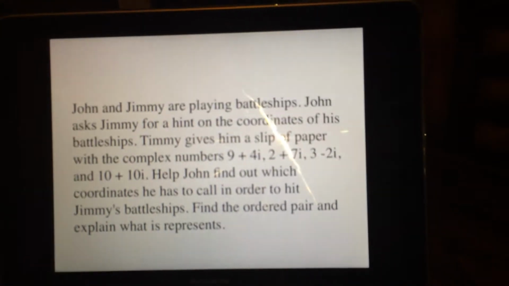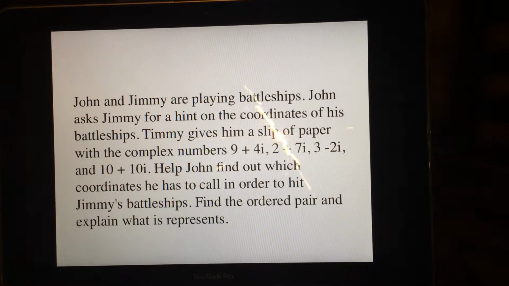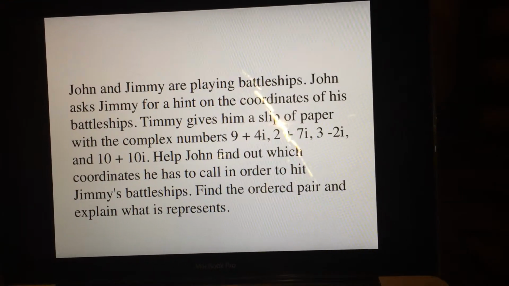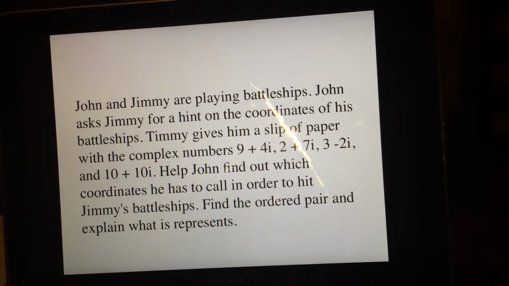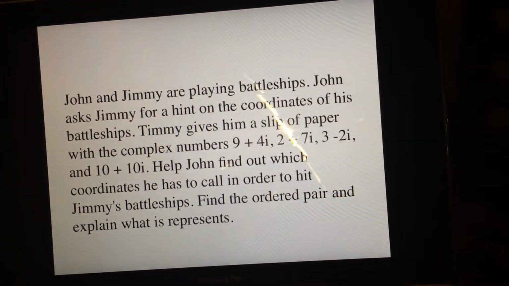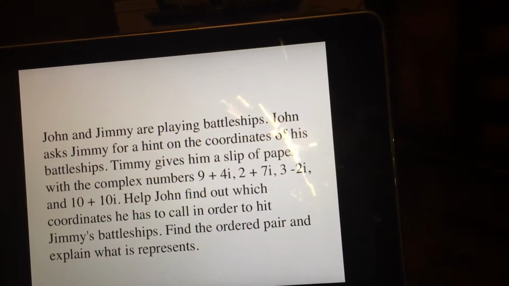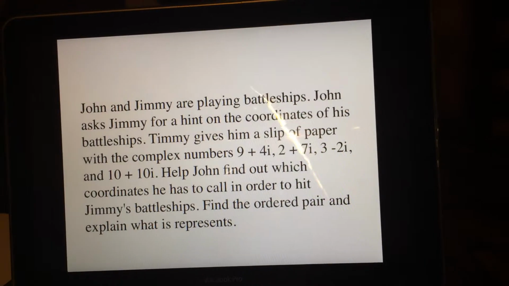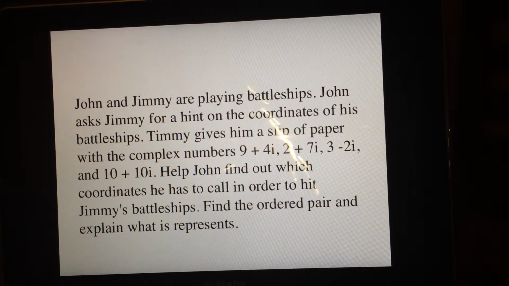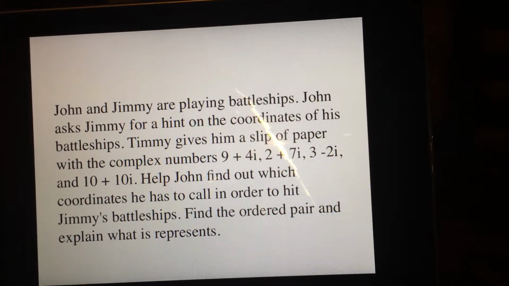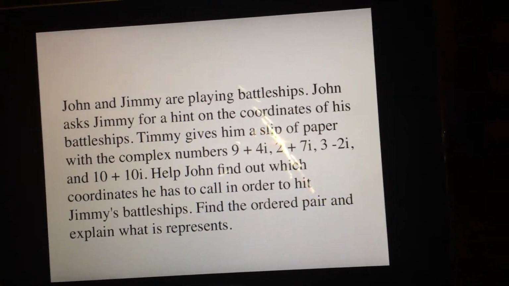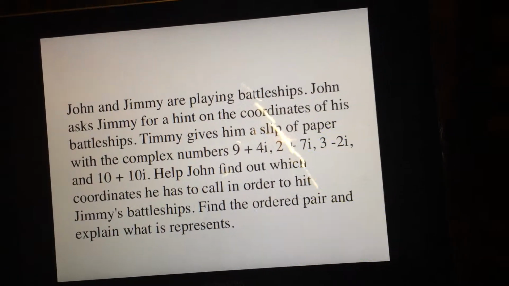John and Jimmy are playing battleships. John asks Jimmy for a hint on the coordinates of his battleships. Jimmy gives him a slip of paper with the complex numbers 9 plus 4i, 2 plus 7i, 3 minus 2i, and 10 plus 10i. Help John find out which coordinates he has to call in order to hit Jimmy's battleships. Find the ordered pairs and explain what they represent.